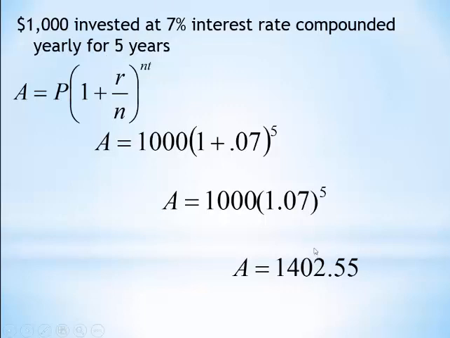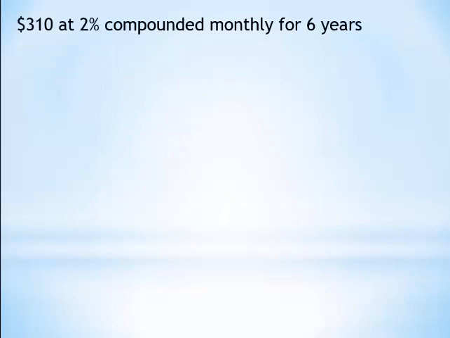Now, the same thing, credit card companies do this monthly. So they would do it, the N would be 12. Let's do one of those. I have $310, 2% compounded monthly for 6 years. So let's pretend that this is a credit card and that I have a balance of $310 and I don't want to pay anything on it, and I want to see how much my credit card will be. Well, it won't be 2%, it'll be like 22%. So let's look at this.